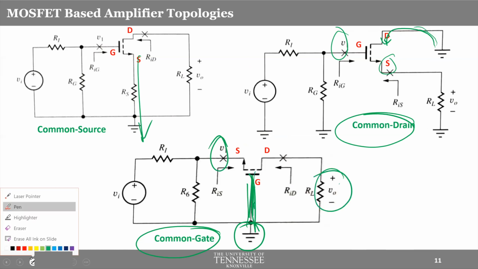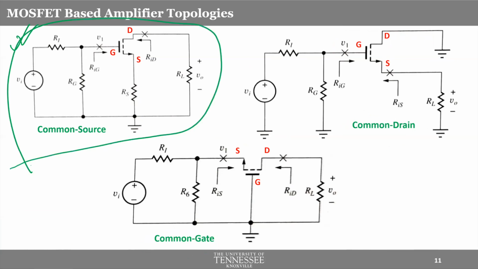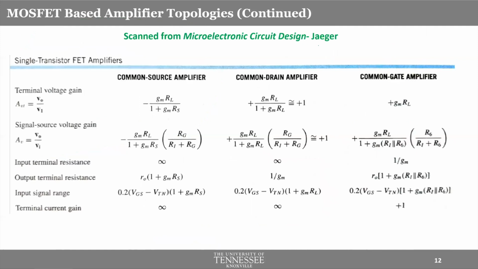So there are three possible topologies. It doesn't mean that we will use all of these three to make amplifiers. Turns out the common source amplifier is the most widely used amplifier topology. There are specific, very specific applications which might utilize other topologies, but for the most part, we just utilize common source amplifiers.